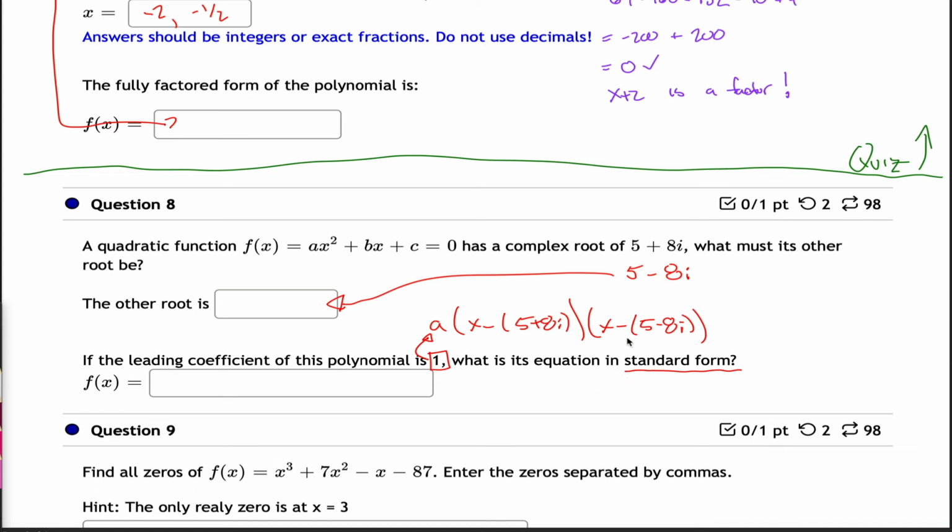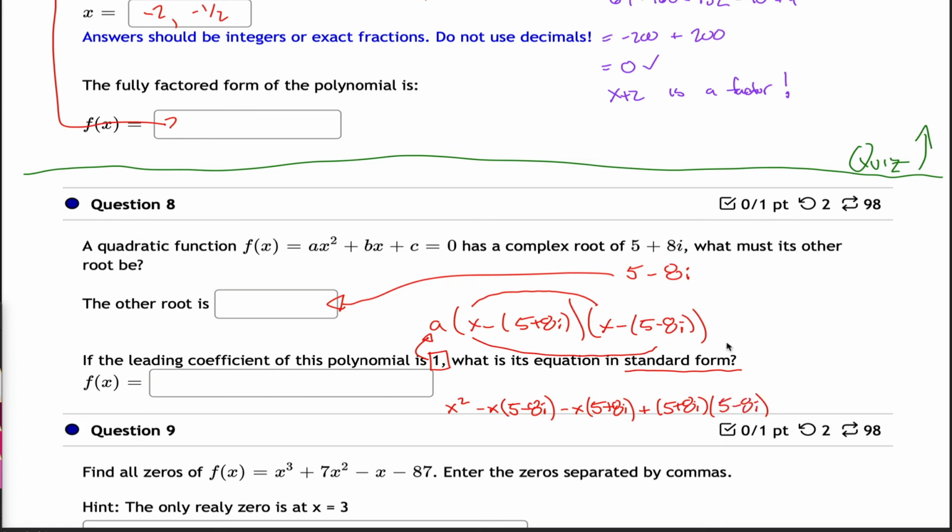So what you have to do is FOIL this out, right? If you FOIL, you will get x squared. This x times this term gives you negative x times (5 minus 8i). This x times this term, it's a negative times a positive again, so it gives me negative x times (5 plus 8i). And then this times this is a negative times a negative, so it's a positive, and it's (5 plus 8i) times (5 minus 8i).